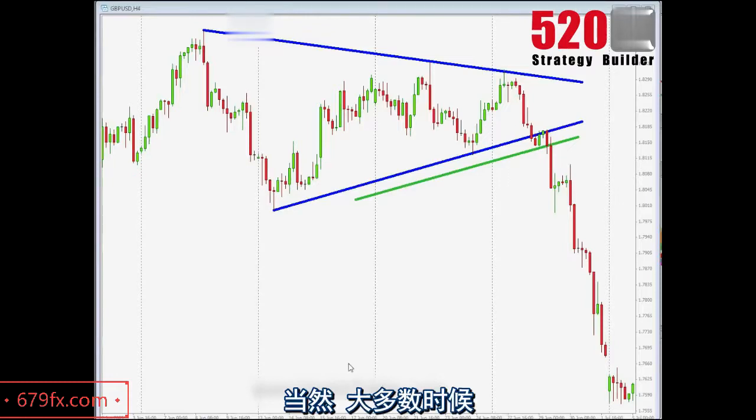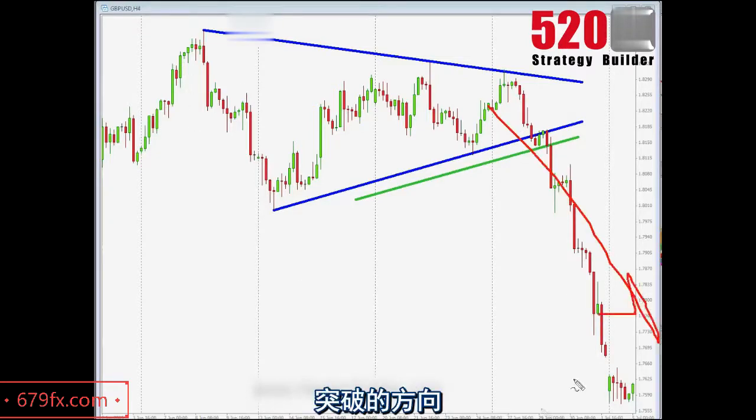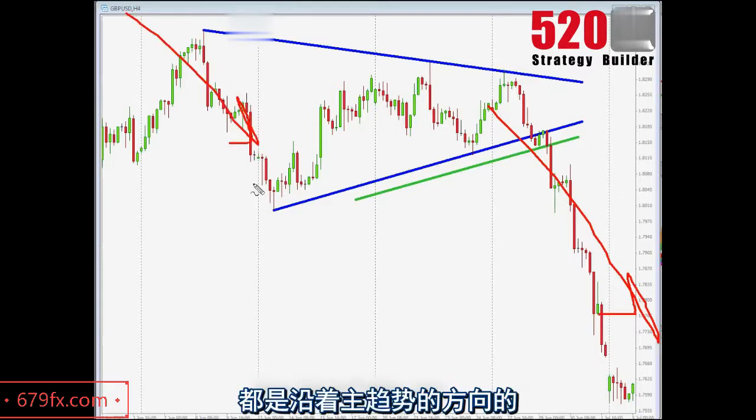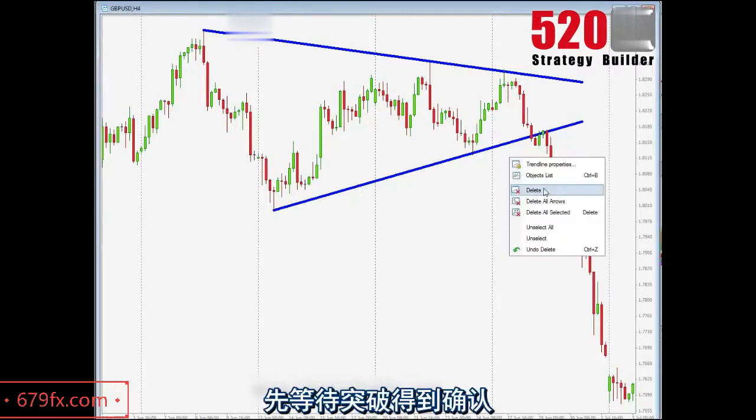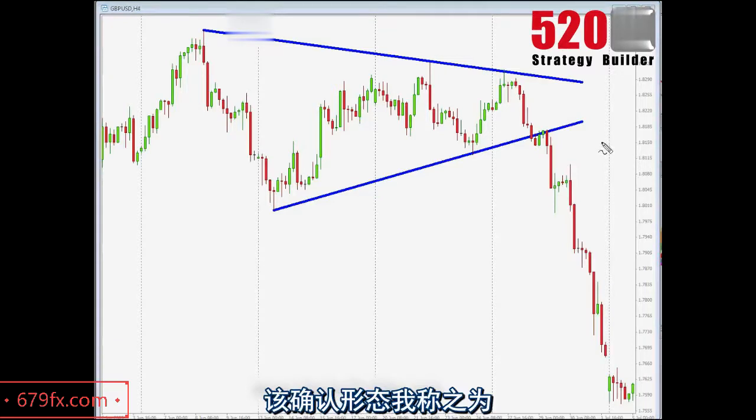Many times it does work. Like I was saying before, most of the time the breakout does happen in the direction of the main trend, so it does happen. However, in my opinion, it's just not safe enough to simply trigger your trade as the triangle gives way. I like to wait for a confirmation of the breakout, and that confirmation usually comes with what I call the breakout pullback continuation pattern.